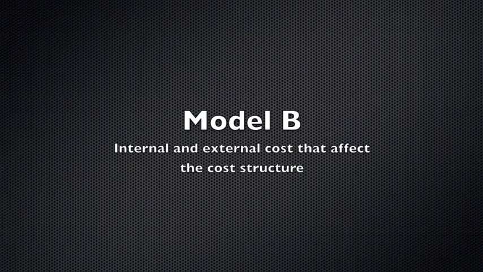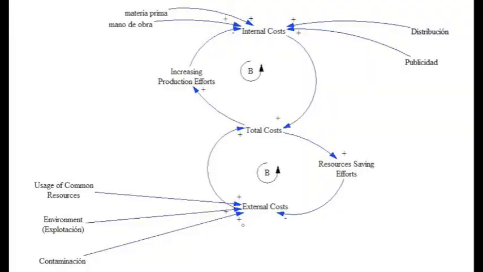Model B. The second model helps us understand how internal and external costs affect the structure of the total cost of a company. As we can see in the model, external costs are related to usage of common resources, environmental exploitation, or pollution. In internal costs, we have publicity, distribution, natural resources, or our labor force. These two balanced circles give us the total cost of a company.